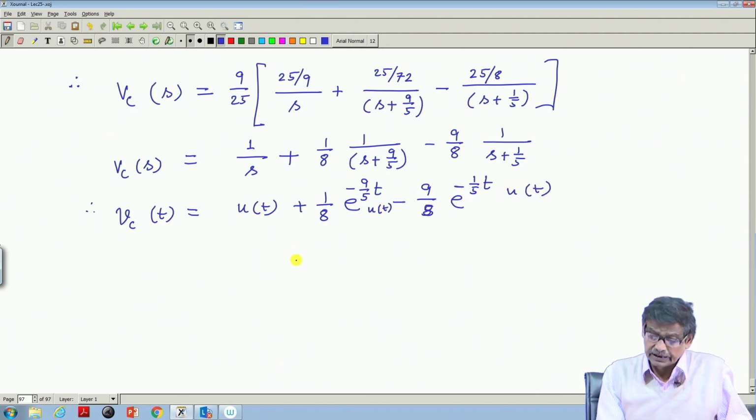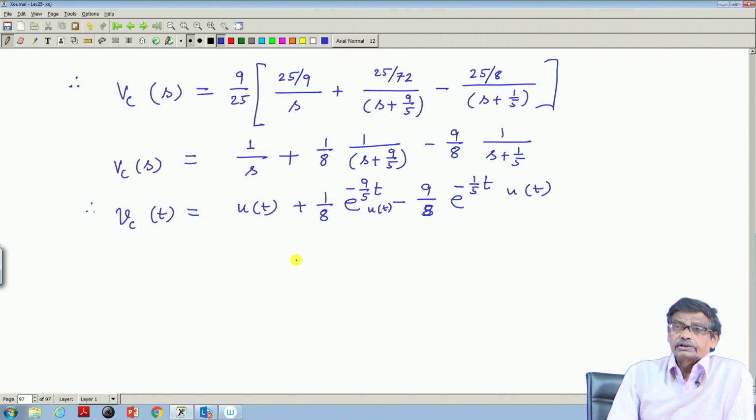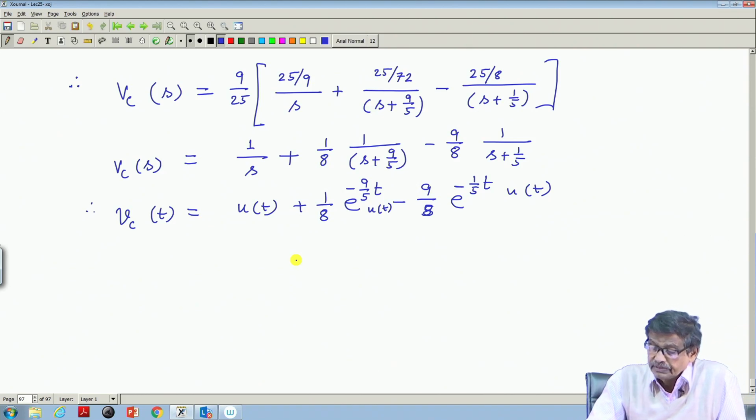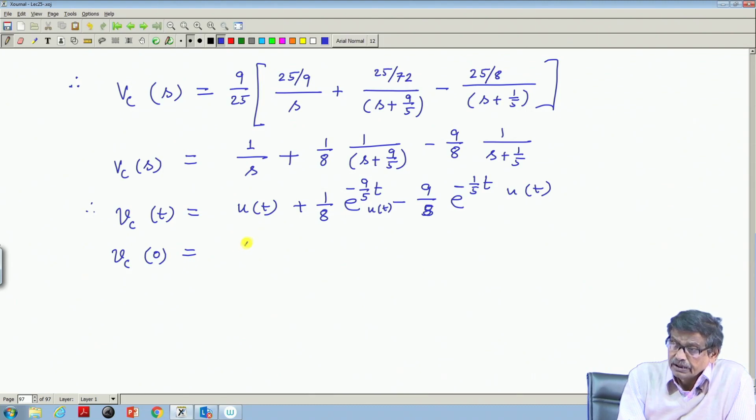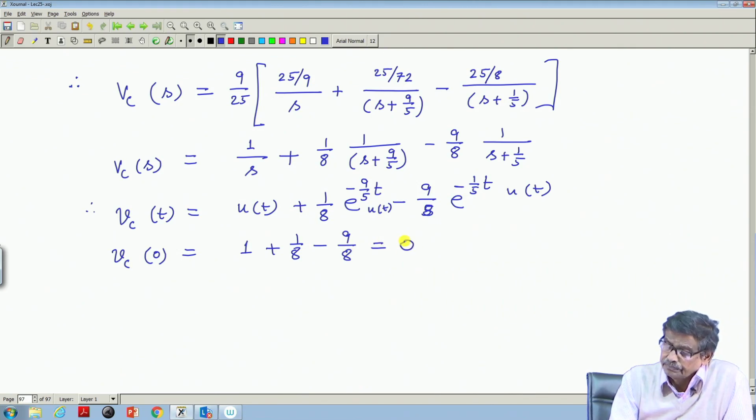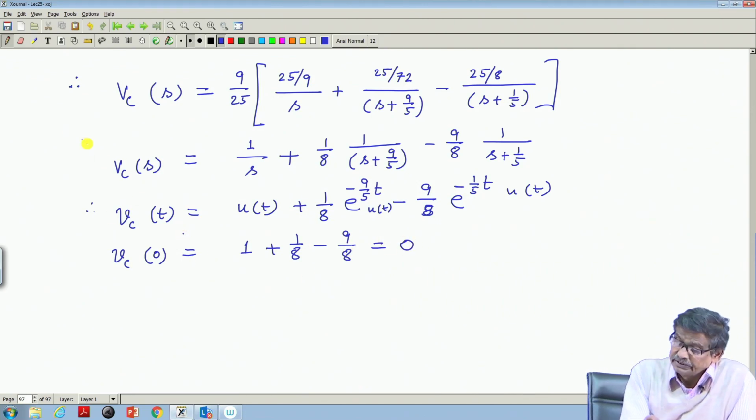Only thing, let us cross check because capacitor voltage cannot change instantaneously. So, Vc 0 should be equal to 0. If that is not happening, then something is wrong. See Vc 0, if you calculate, this will be ut is 1 plus 1 by 8 at t equal to 0, this is 1 and this is minus 9 by 8. So, this is 0. So, this is the expression of the capacitor voltage.